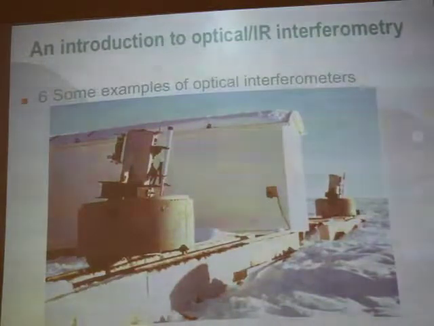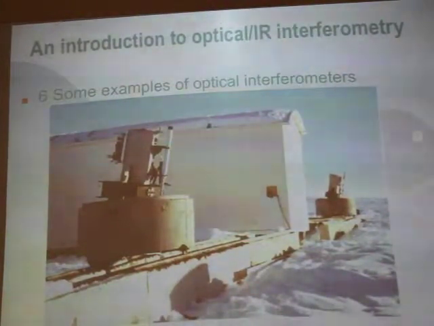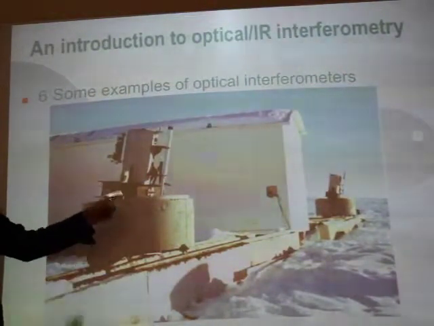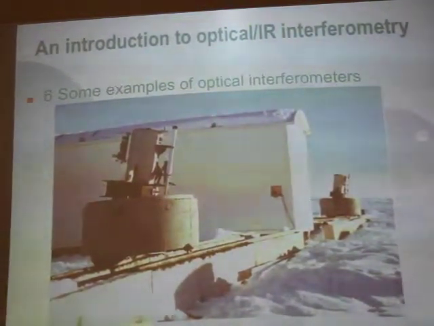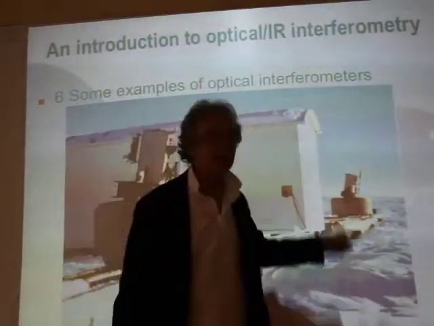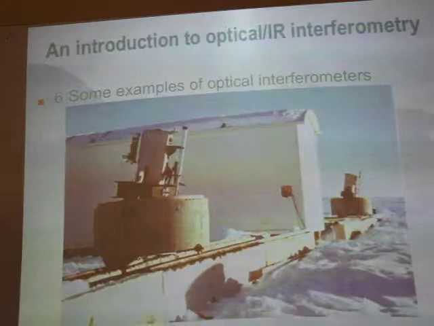Now this is a historical view of the first ever built interferometer by Antoine Labeyrie in Calern. Calern is an observatory near Nice, in the south of France. In 1976, he succeeded in constructing the first optical interferometer, made of two telescopes 26 centimeters in size, with a baseline of 144 meters. So a very big separation.